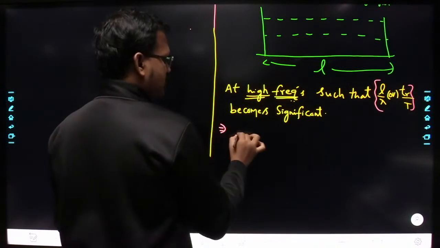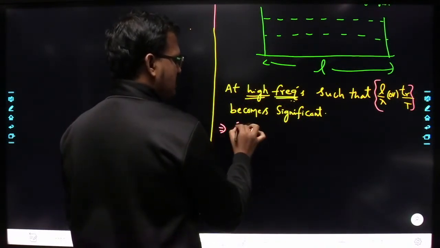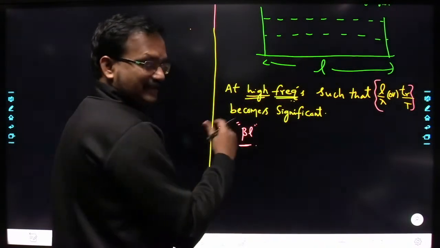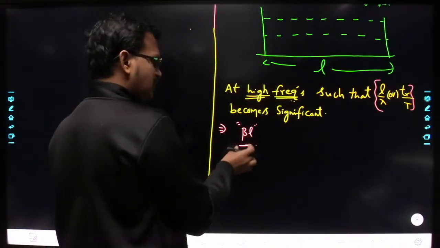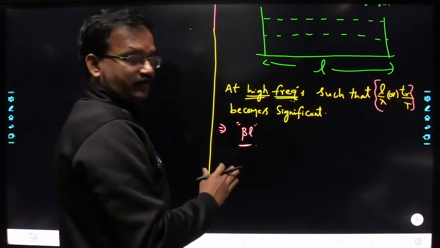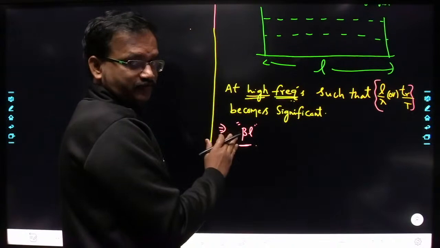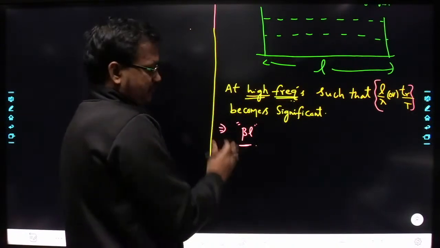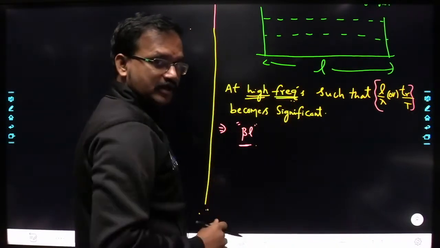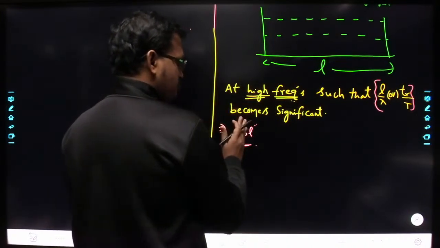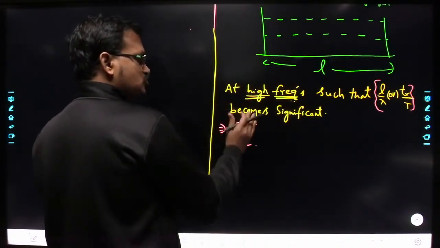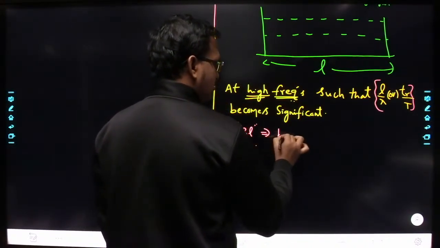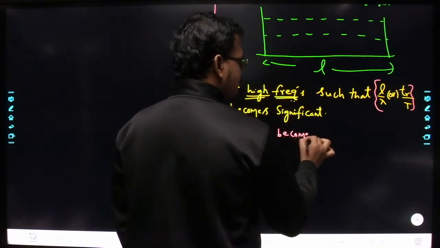So under this condition, whenever L by lambda or TR by T ratio becomes significant, in this case beta L is the change in phase over length L, that means it will give you the spatial phase shift between source and load. Yes or no? So here this spatial phase shift between source and load will become significant. Beta L will become significant.